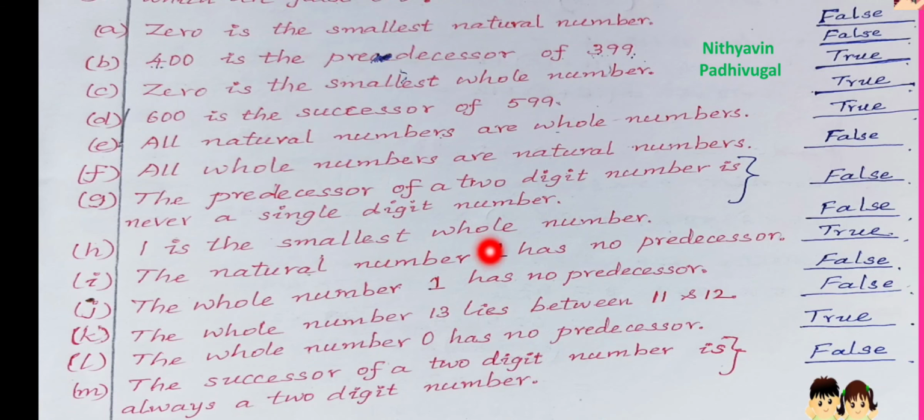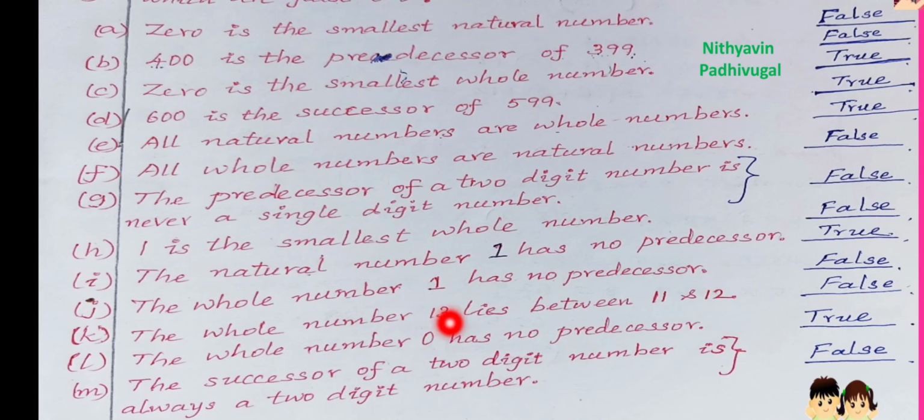1 is the smallest whole number. False. Because we know very well 0 is the smallest whole number. The natural number 1 has no predecessor. Yes, natural numbers begin with 1, so it has no predecessor. Next, the whole number 1 has no predecessor. This statement is false because whole numbers begin with 0. 0, 1, 2, 3, etc. Like that it goes on. So 1 has the predecessor 0 in the set of whole numbers. So the given statement, 1 has no predecessor, is false.